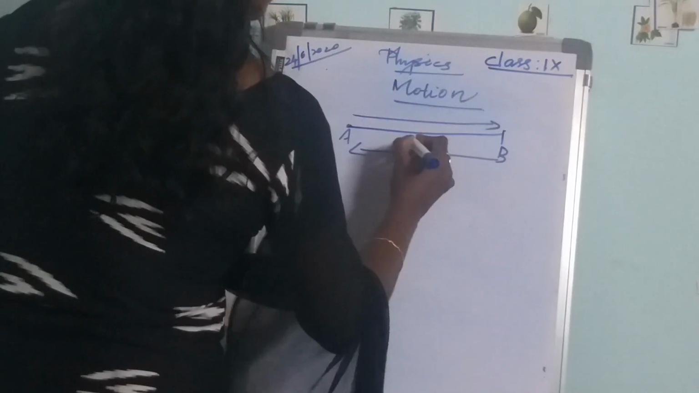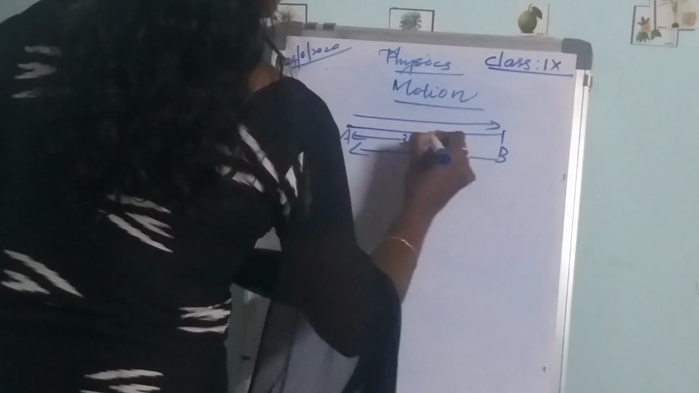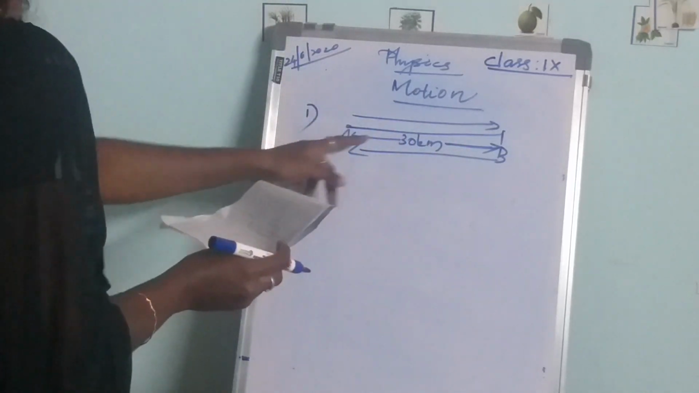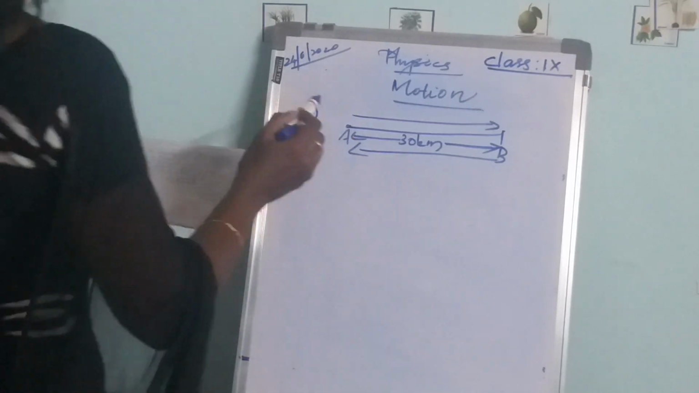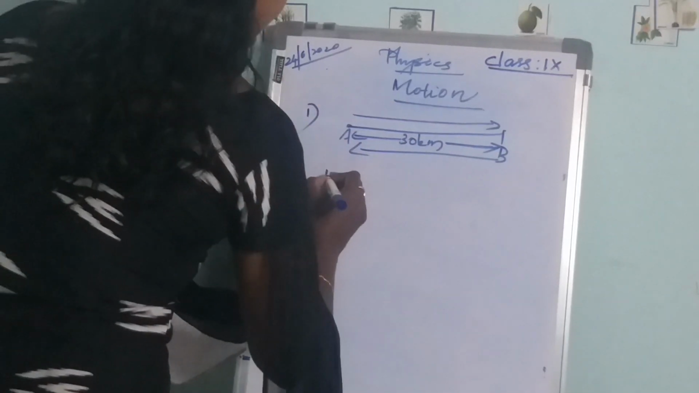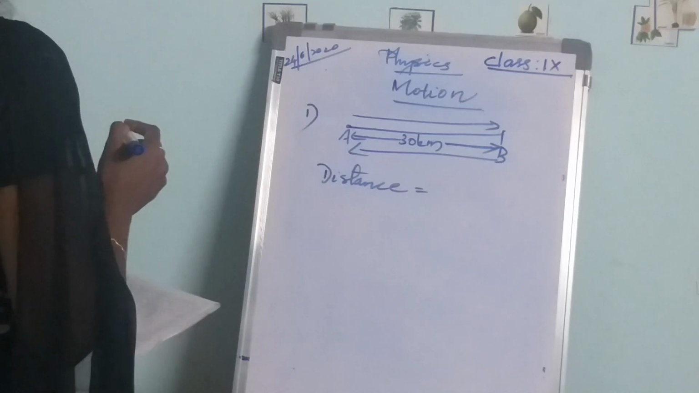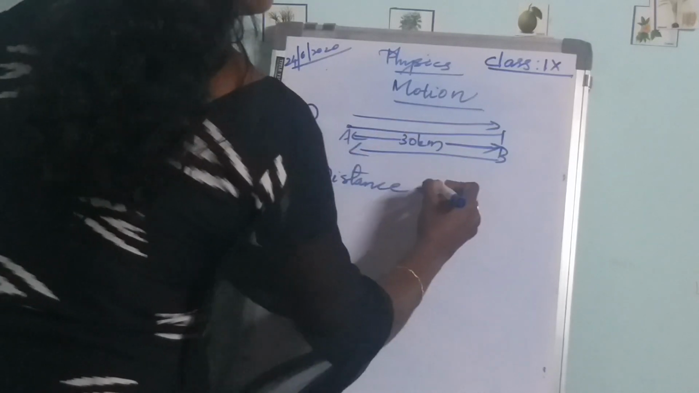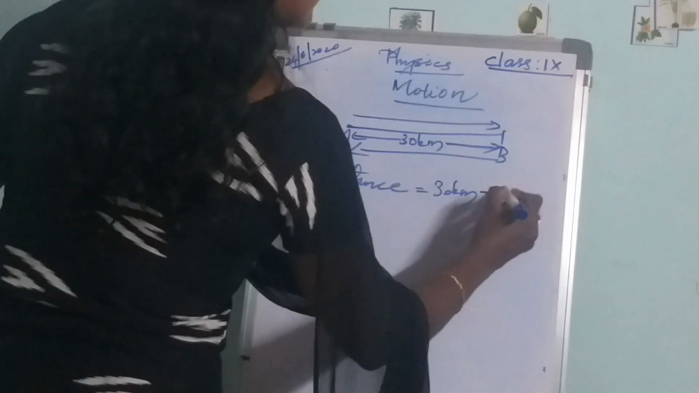Okay, already in the diagram they have given the path length between A and B, that is given as 30 kilometer. Here the object moves from the point A to B and then comes back to A. Then what is distance? You know what is distance? Distance is the total path length covered by an object during its motion. When the object moves from A to B, it covers a distance of 30 kilometer, and from B to A, it again covers 30 kilometer.